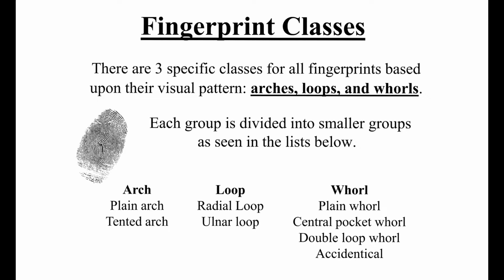So as we've mentioned before, there are three different groups or categories to fingerprints. They all fall into either arches, loops, or whorls, and each group is divided into subgroups that we've listed out below. So you can have two kinds of arches, either a plain arch or a tented arch. You can have a radial loop or an ulnar loop, and then if you have whorls, you can have a plain whorl, a central pocket whorl, a double loop whorl, or an accidental whorl. And we'll go through and give examples and pictures for all of these in a second.